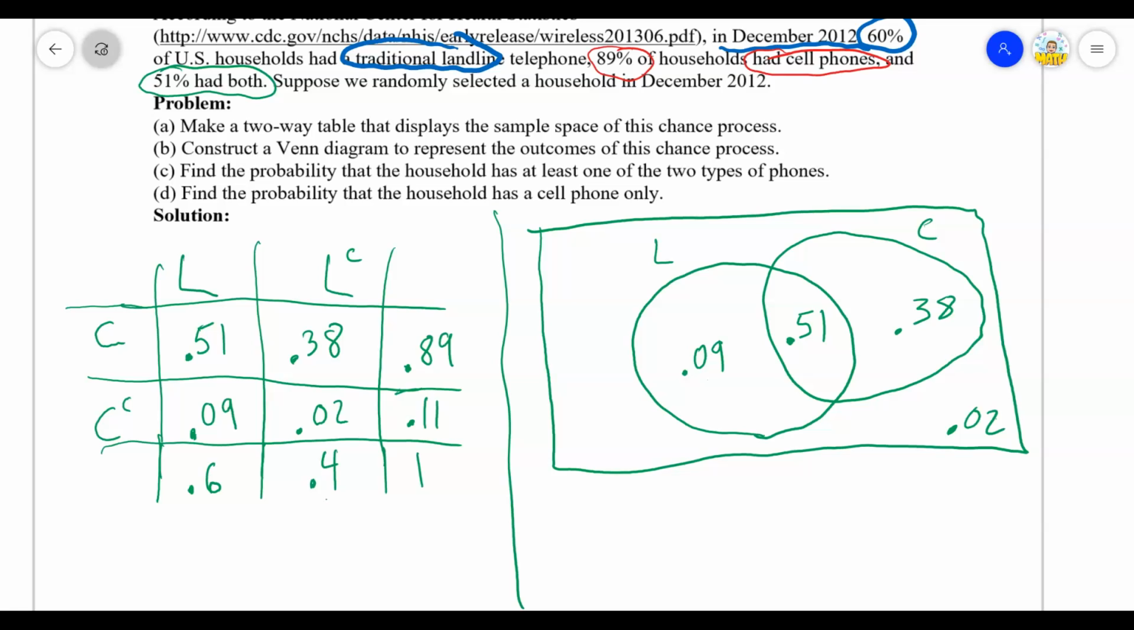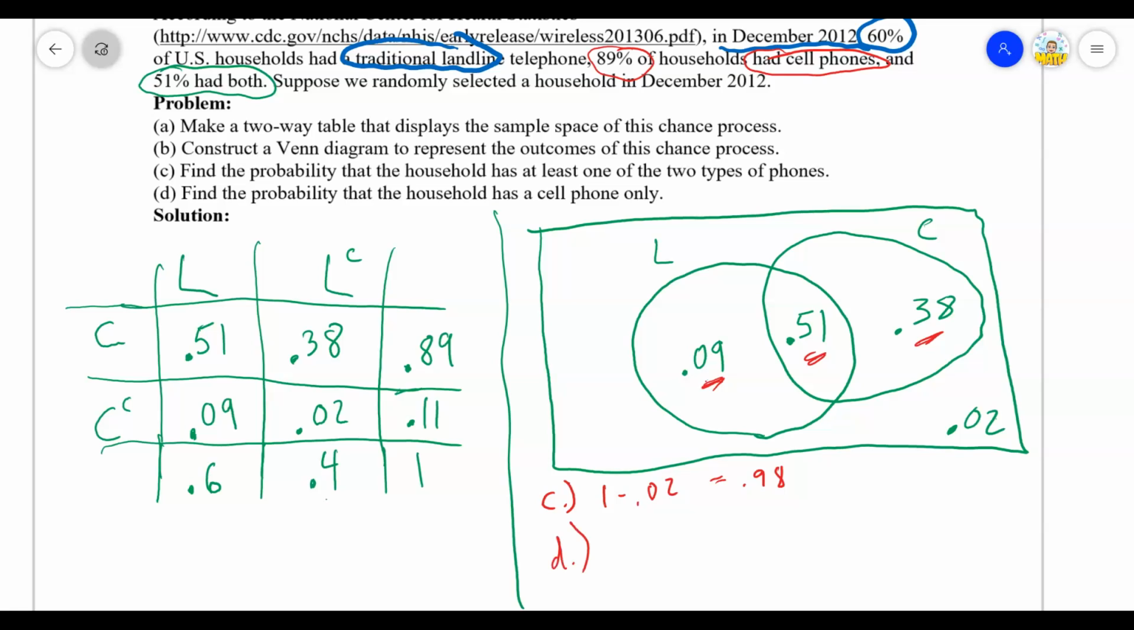All right, find the probability that the household has at least one of the two types. Right? So that's part C, not B. At least one of the two types. So it's basically everything in here. It's everything but this. So the easiest way to get that answer would just be 1 minus 0.02. Right? If they have at least one of the two types, that means they could have the landline and not a cell phone. That'd be anybody that's in here, anybody that's in here, anybody that's in here. Those are all wins. So I either add all those up, or I just subtract the 0.02 from 1. I think that's the easiest way to get to it.